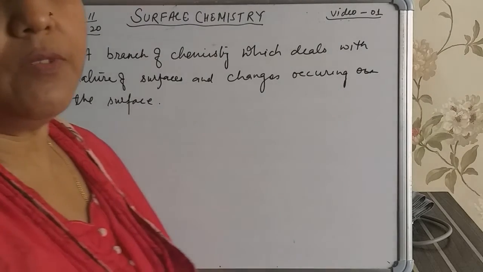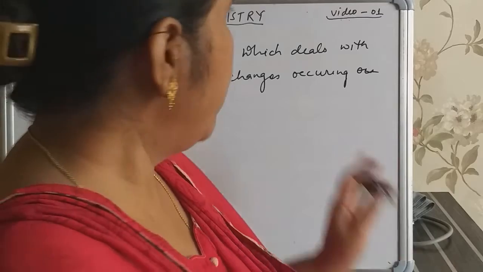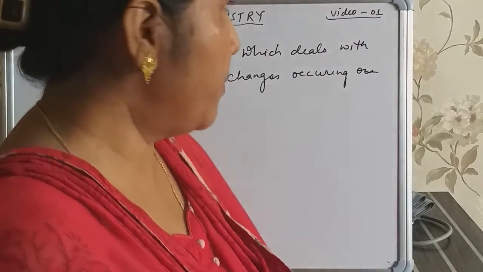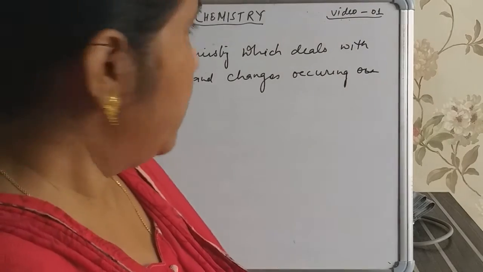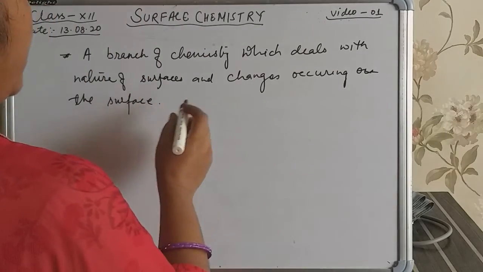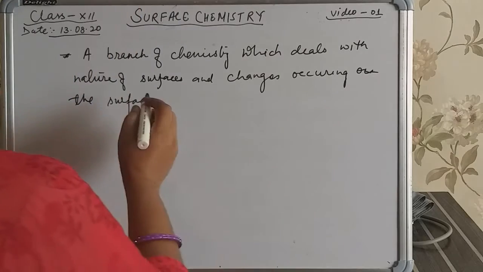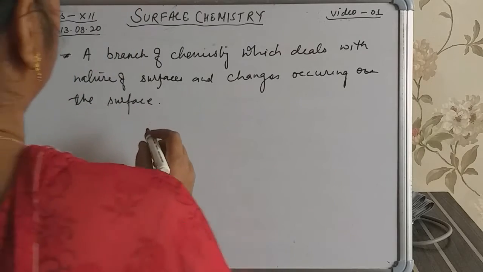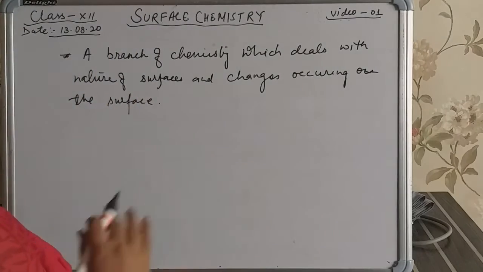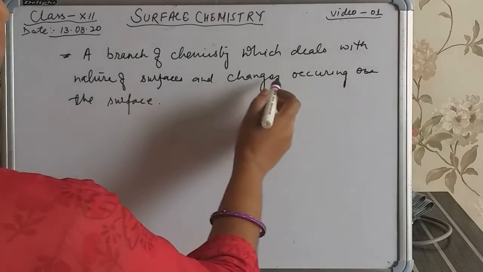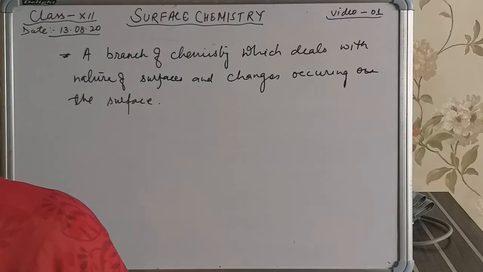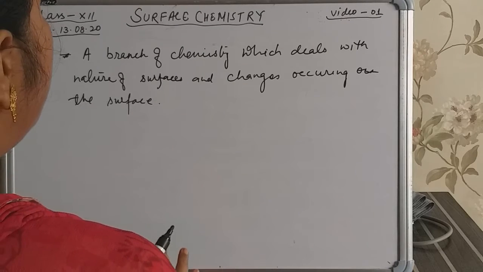It is also one of the important chapters because a number of times questions were asked in this chapter. So it is very easy to learn, descriptive type. So create your interest in this chapter and learn all the topics given in this chapter. So this is the simple definition of surface chemistry, which deals with nature of surfaces and changes occurring on the surface. This is called surface chemistry.